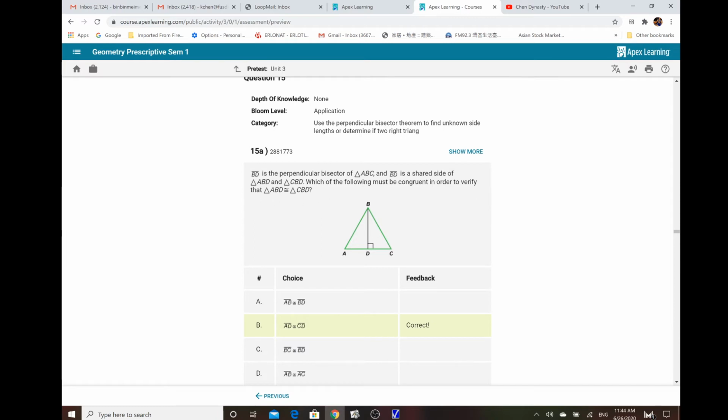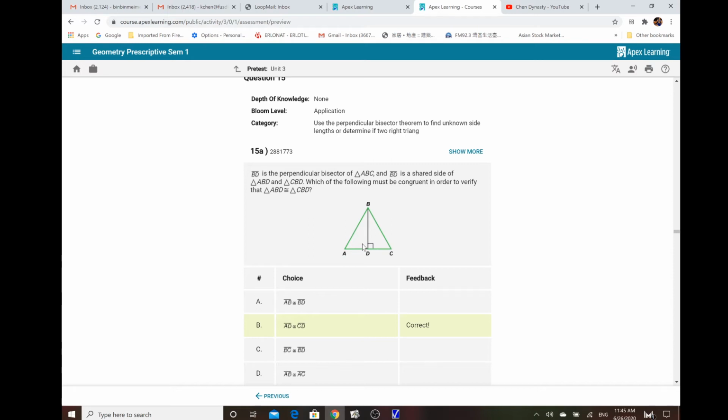So again, let's just read through the instructions. Segment BD is the perpendicular bisector of triangle ABC, and BD is a shared side of triangle ABD and CBD. By the reflexive property, this one is called the shared side of those two right triangles. Which of the following must be congruent in order to verify that triangle ABD is congruent to triangle CBD? Since we know this by using the reflexive property, they both share this line segment in common, and we do have the right angle.